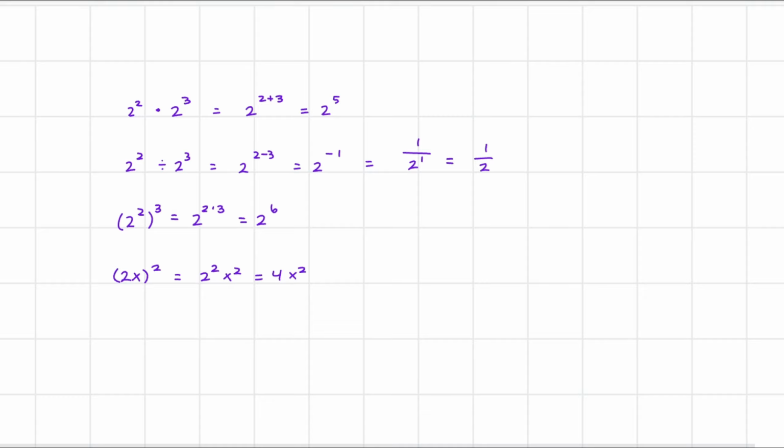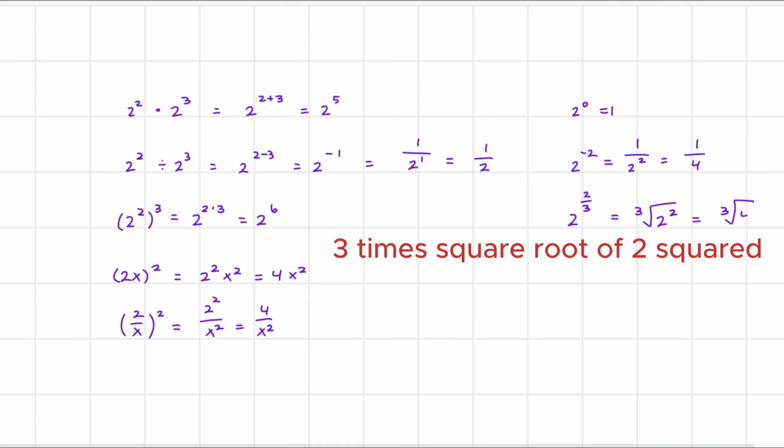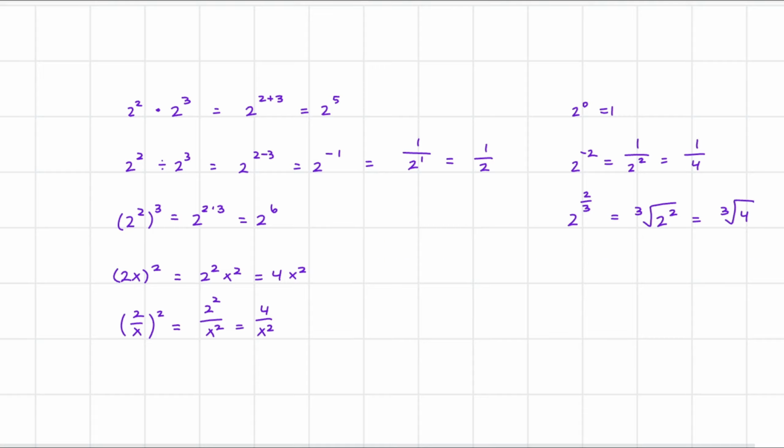And what if you had a fraction? If you had 2 over x raised to the power of 2, then the 2 and the x each have the exponent 2, so it would be 4 over x squared. And anything to the power of 0 is 1. And if you had something raised to a negative power, such as 2 to the power of negative 2, you could find the reciprocal to make it positive, which is 1 over 2 to the power of 2, which is 1 over 4. And if you had a fraction, let's say 2 to the power of 2 over 3, then you would rewrite this as the cube root of 2 squared, and that's just the cube root of 4.